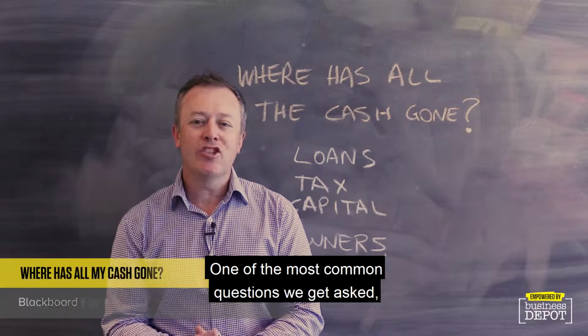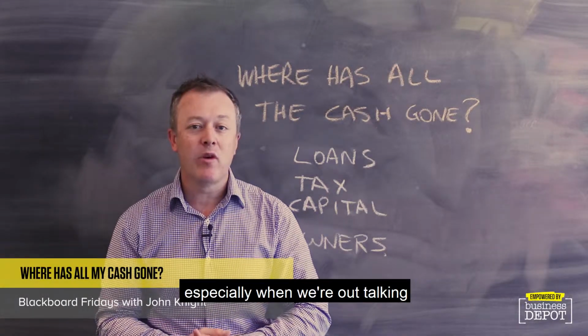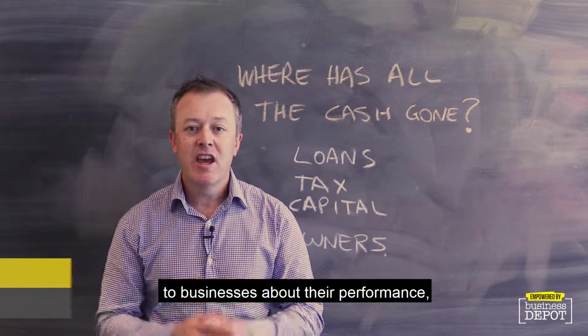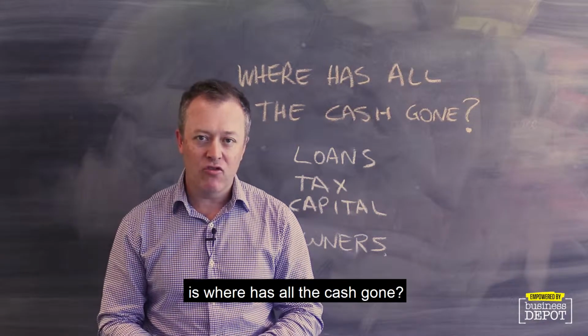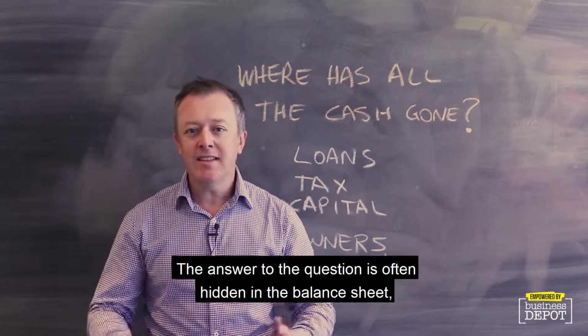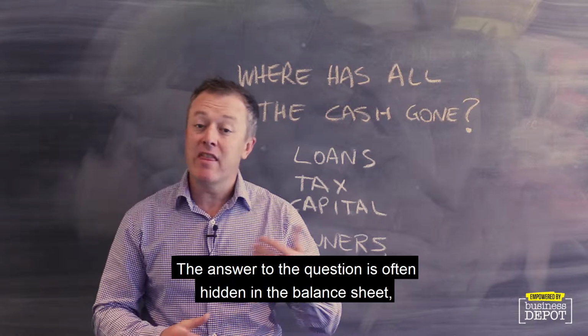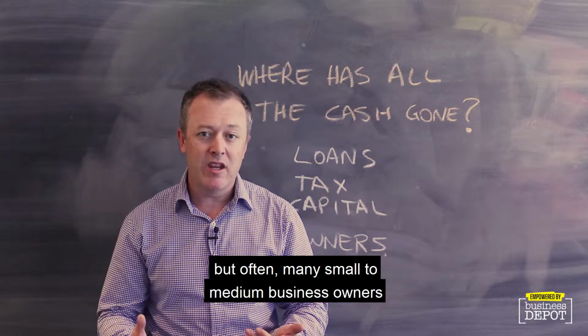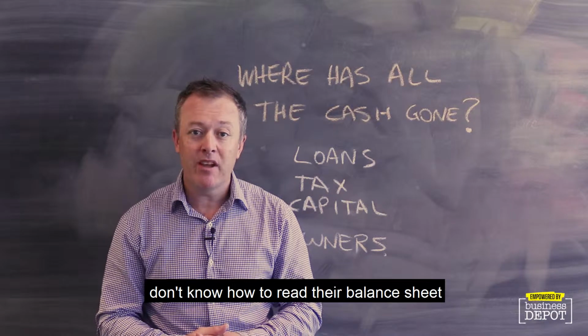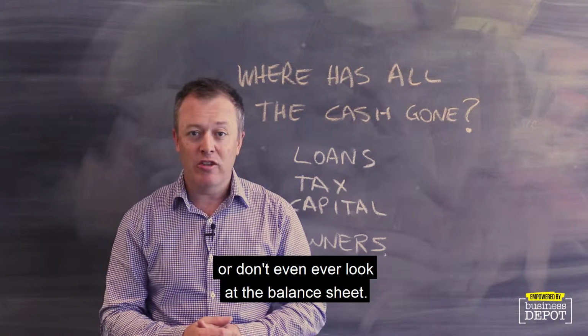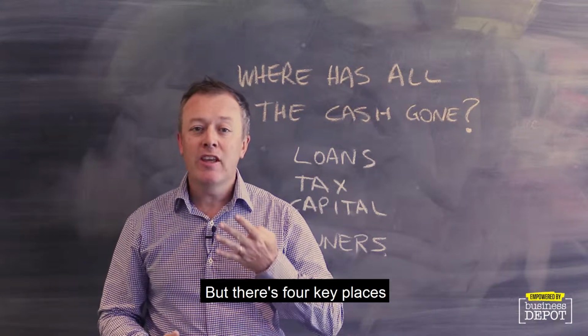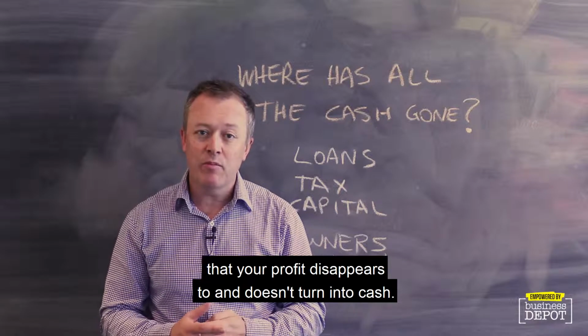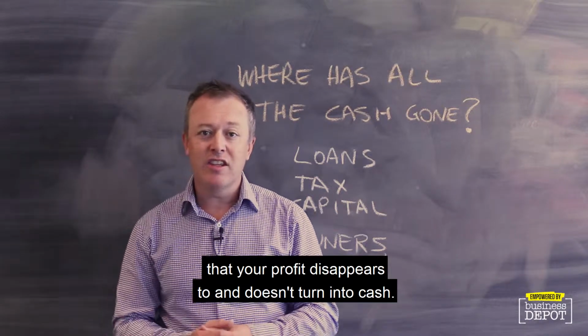One of the most common questions we get asked, especially when we're out talking to businesses about their performance, is where has all the cash gone? The answer to the question is often hidden in the balance sheet, but many small to medium business owners don't know how to read their balance sheet or don't even ever look at it. But there are four key places that your profit disappears to and doesn't turn into cash.